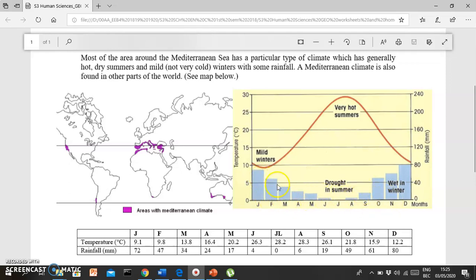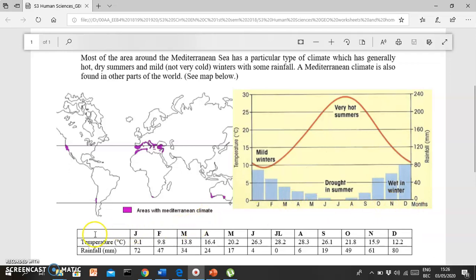Okay, so as you can see here, these numbers from 0 to 30 are degrees Celsius. Those numbers refer to temperature, and the blue bars refer to the amount of rainfall per month: January, February, March, April, May, June, July, August, until December, so 12 months.